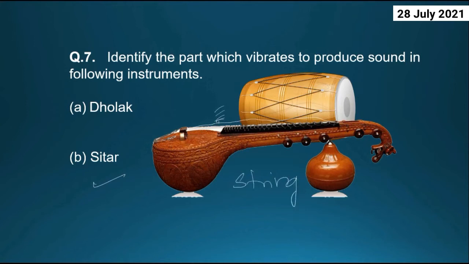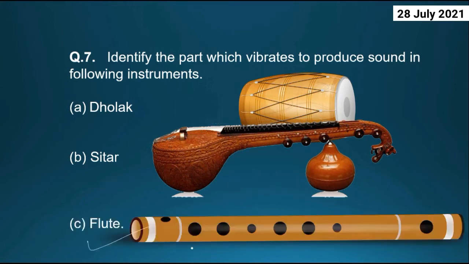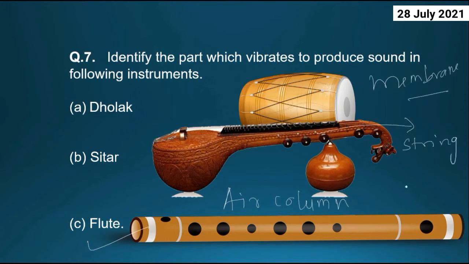And the third one is flute. So in the flute, it is the air column, air which vibrates. So when you blow from one end, the air vibrates while passing through these holes, right? So first one is dholak, membrane, or stretched membrane. For sitar, the string vibrates, and here the air column.